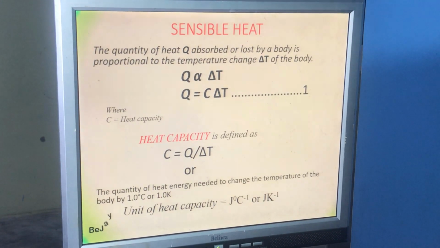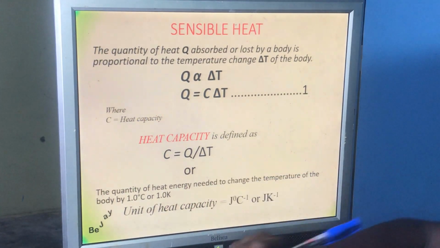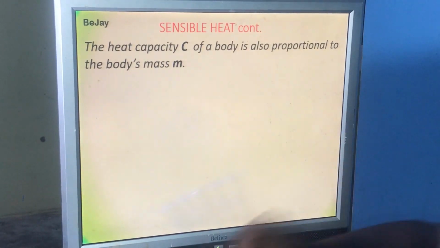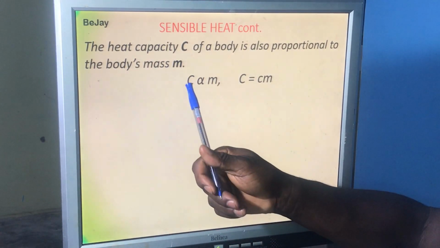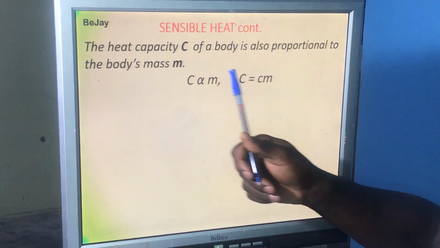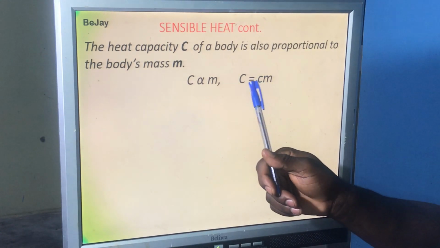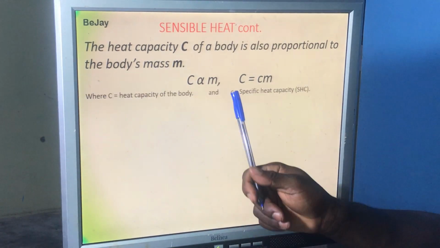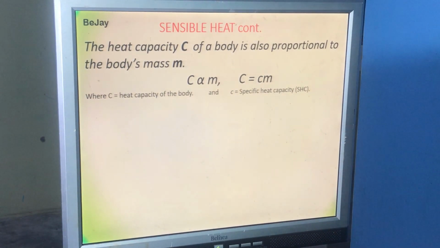Now, the heat capacity, which is a property of the body absorbing or losing the heat, is also directly proportional to the mass of the body. Yes, the heat capacity is also directly proportional to the mass of the body. So we go through the same principle. C is proportional to M. When we remove the proportionality sign, we introduce a constant, and then we get this equation. Capital C is equal to small c times M, where capital C is the heat capacity and small c is the specific heat capacity of the body.